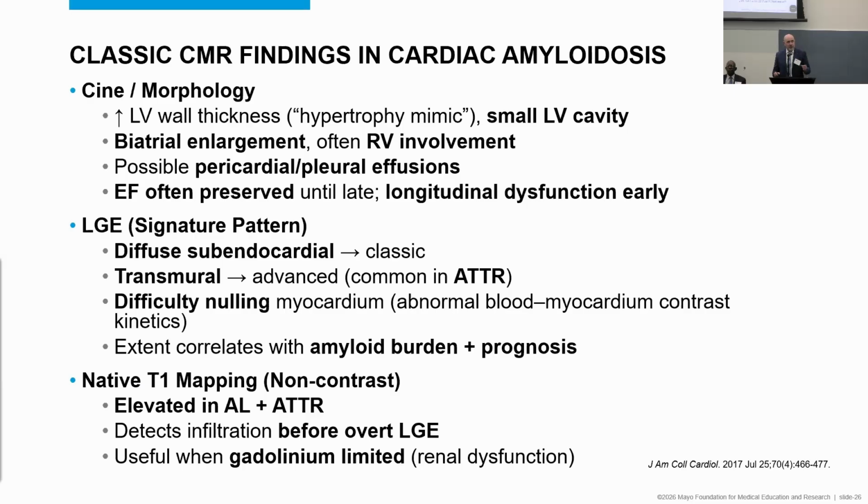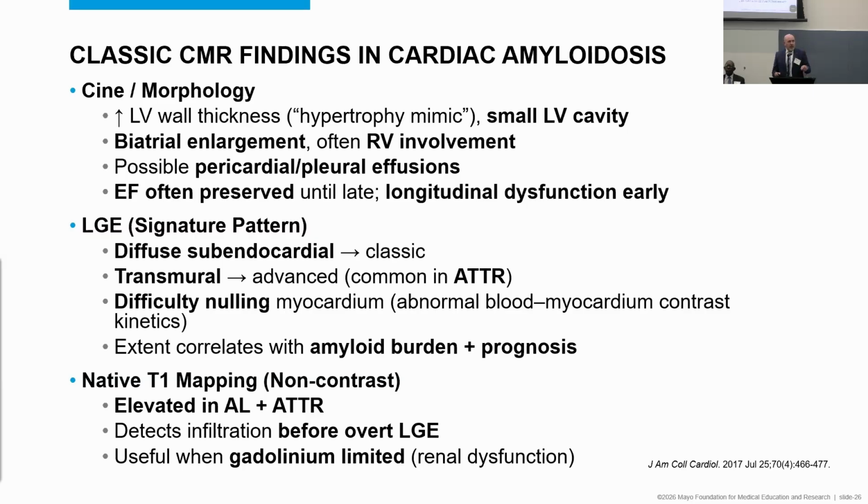As Dr. Jamal mentioned, you do end up with a smaller left ventricular cavity. You end up with biatrial enlargement. You do often have right ventricular involvement, and the right ventricle does appear to be thick, both on MRI and echo. You can have, again, both pericardial and pleural effusion, depending on the disease. And ejection fraction is often preserved till late in the disease.